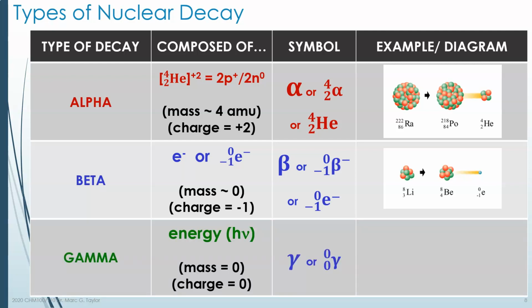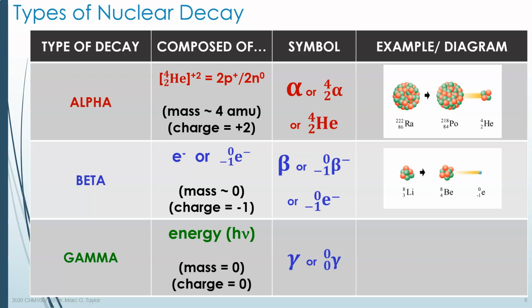The gamma particle is the easiest one of all. This is just pure energy. It's essentially light at a very, very high energy, and we can symbolize that as h nu, which is the Greek letter nu. This is the symbol for a photon of light. These two letters together. We also can just show it as the letter gamma in the Greek alphabet.